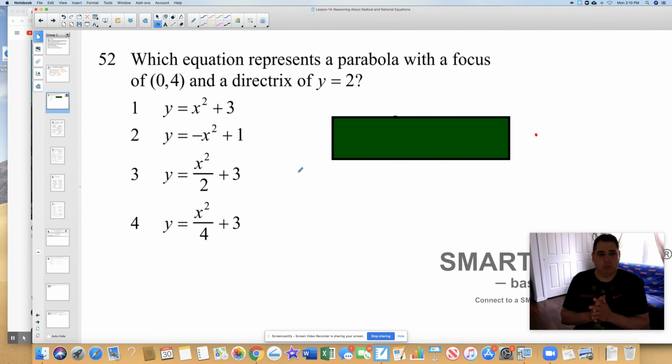Number 52. Which equation represents a parabola with a focus of (0, 4) and directrix of y equals 2? You're going to need the p formula.